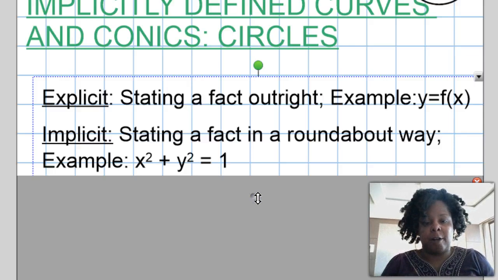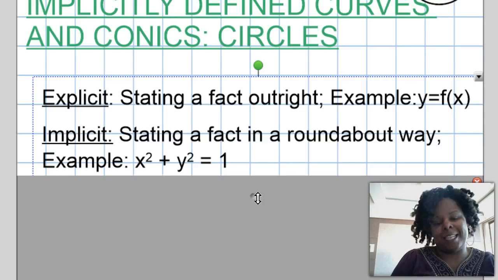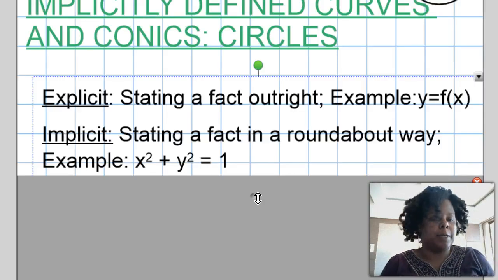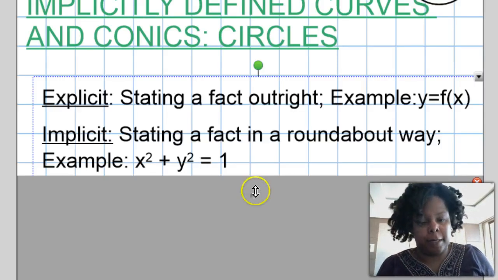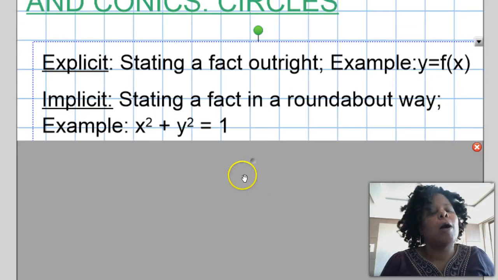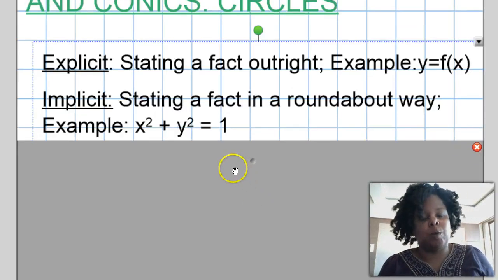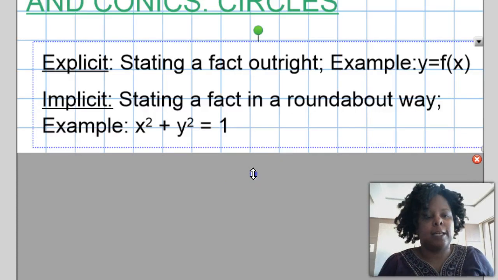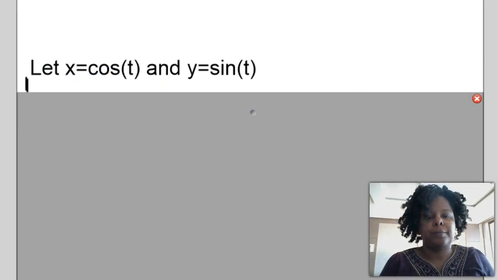Well, this does involve x and y, but it doesn't exactly explain the relationship between x and y, or which one is dependent on the other. If not, they're both dependent on one another. So how does this apply to what we've been learning? Well, let's take a look at an example.